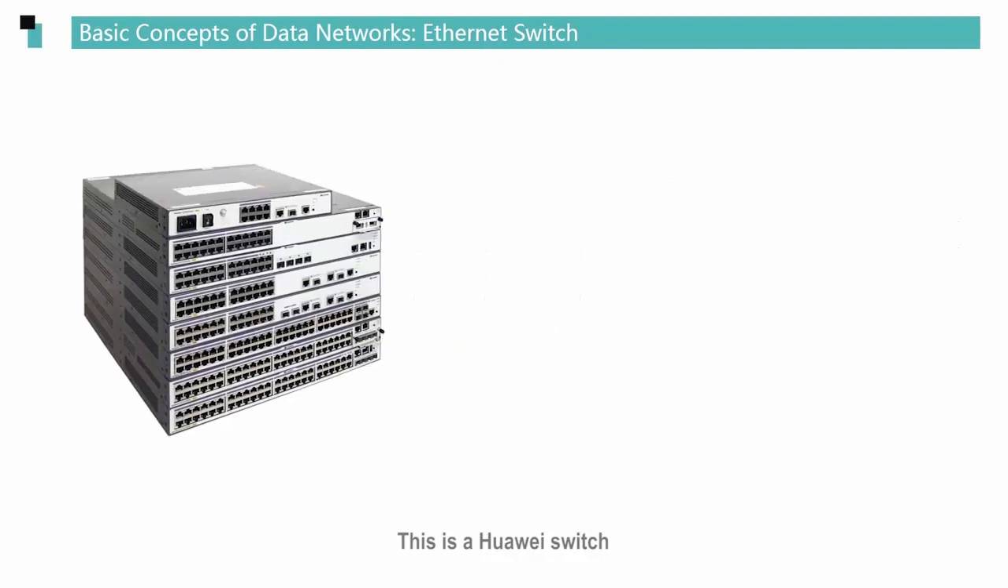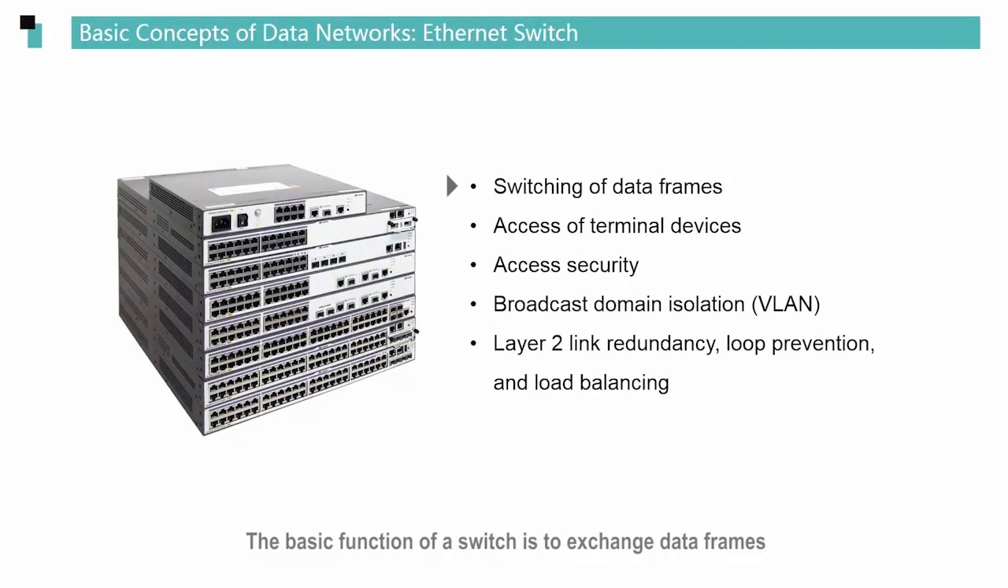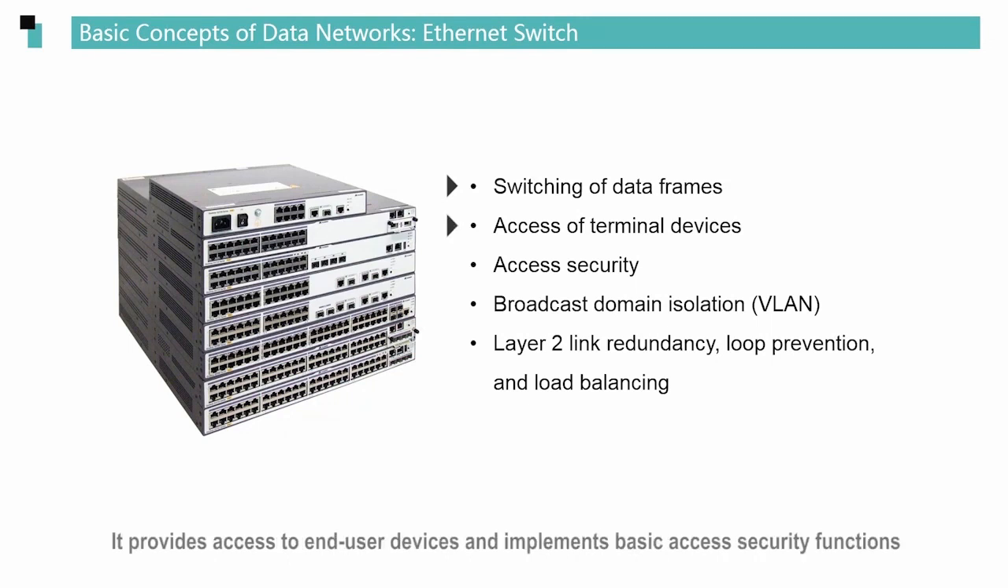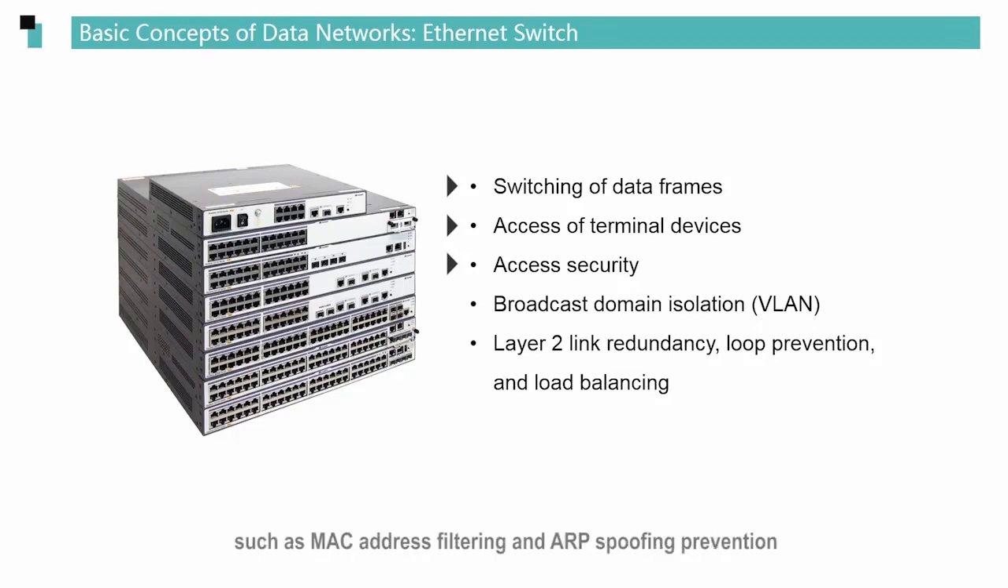This is a Huawei switch. The basic function of a switch is to exchange data frames. It provides access to end-user devices and implements basic access security functions, such as MAC address filtering and ARP spoofing prevention. It also provides broadcast domain isolation using VLANs, Layer 2 link redundancy, loop prevention, and load balancing.